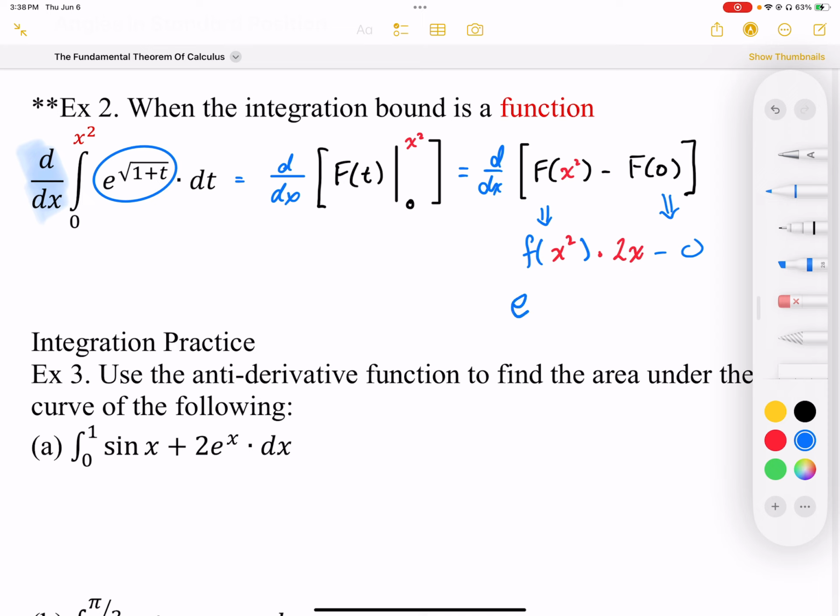So this ends up being e to the square root 1 plus, well, I had to put the x squared as my bound. Okay, so it gets inside there. But because that x squared was an embedded function, I have to remember to apply the chain rule. So for these ones, we have to remember that if the endpoint is a function itself, we have to embed that function into our t and then make sure we account for that with the chain rule because it is an embedded function. So we multiply that by the derivative of that function.